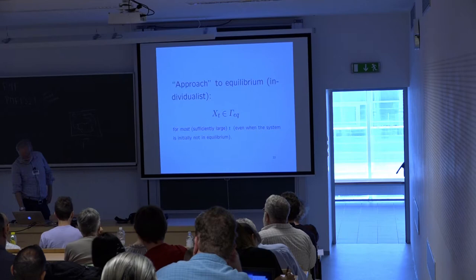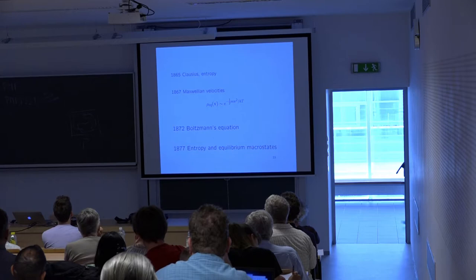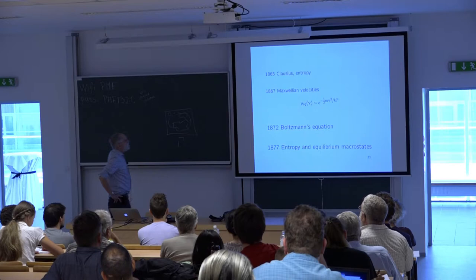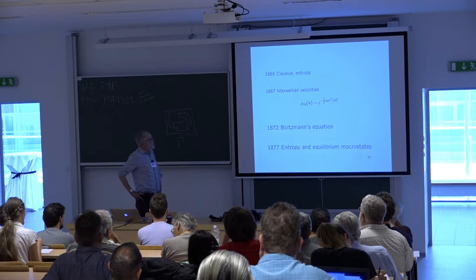Now let's return to some history and give more detail. Now Wayne should correct me about historical details that I get wrong here, which no doubt I'll get some wrong. 1865, Clausius, the notion of entropy. Crucial notion for this summer school. Tim mentioned Maxwellian velocities. I said 1867. Maybe I'm wrong there, Wayne.